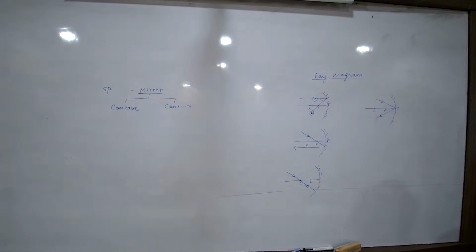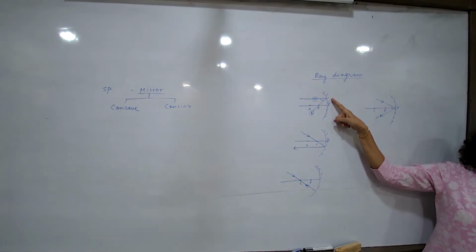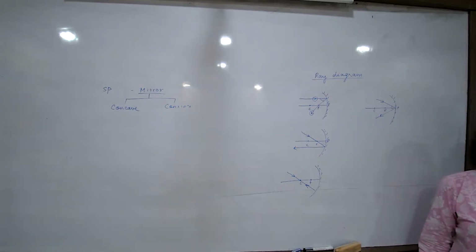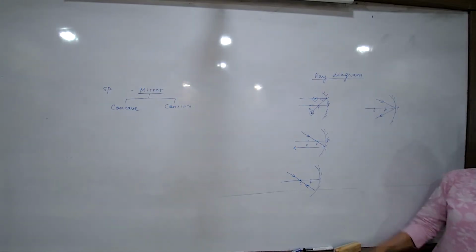Ananya, read first what you have written. Incident ray parallel to the principal axis. Then complete. Look at the diagram and complete. After reflection, it passes through the focus. That's all. Draw the diagram, everybody.